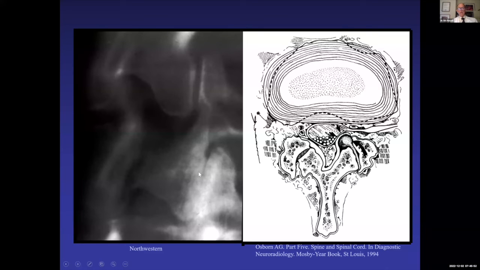Look at what happens with joint degeneration. You lose the space, you get irregularity and marked sclerosis. And here on the axial view, you can also get proliferation of synovium that may form cysts that can buckle the ligament further forward, further narrowing the spinal canal, a so-called synovial cyst.